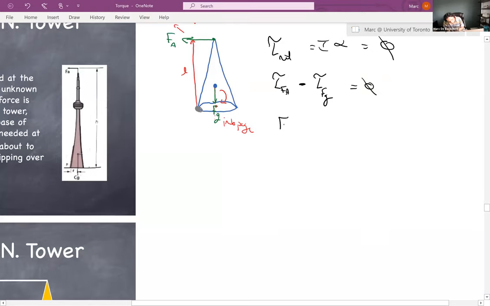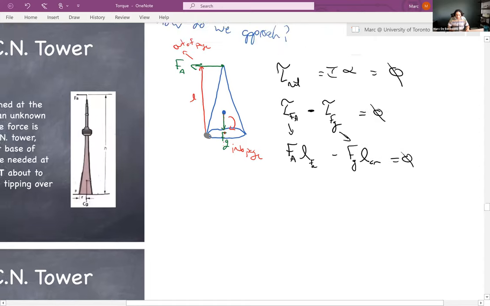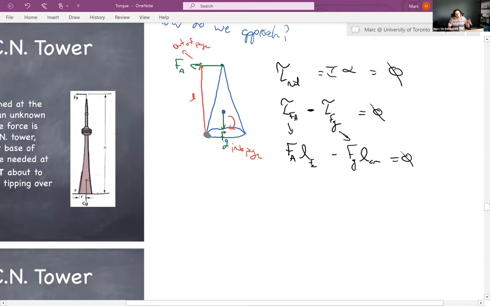What does torque equal? Torque equals force times the lever arm. So I'm just writing those in here. It's a basic expansion. Okay, applied force. That's what we're solving for. Lever arm of the applied force, L sub FA. Well, looking at my diagram, what's the lever arm of the applied force? What is the distance between the pivot point and the line of action of the applied force? Well, simply, that's just the height of the CN Tower. So this is going to be the applied force times the height of the CN Tower.